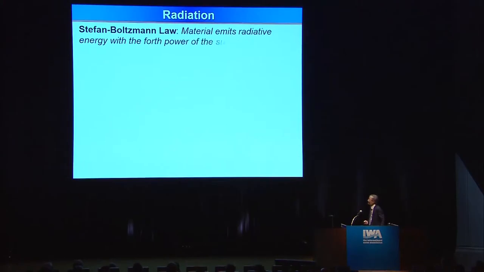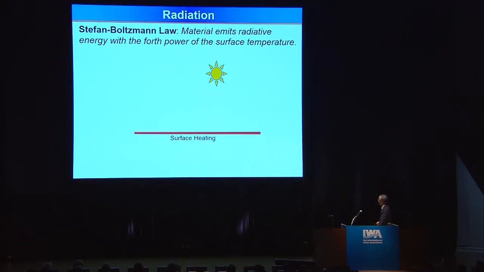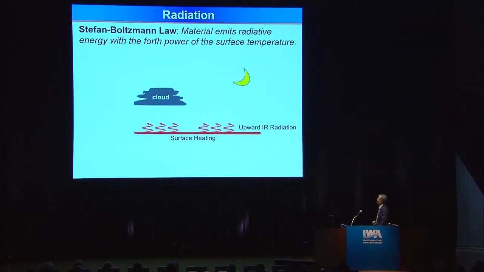It's a little bit difficult, but all materials emit radiation depending on their surface temperature. So the sun heats up the Earth's surface, and then the surface is warmed up. And depending on the temperature, the Earth's surface emits radiation. This is long wave radiation. During the daytime, the input energy and outgoing energy may be balanced, but at night, there is no input energy, only release.